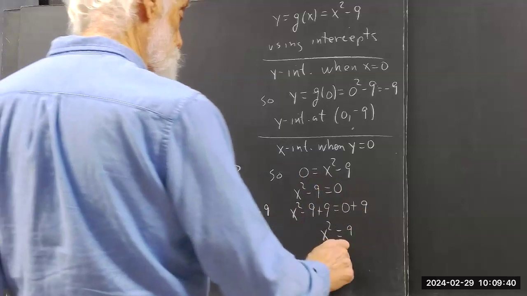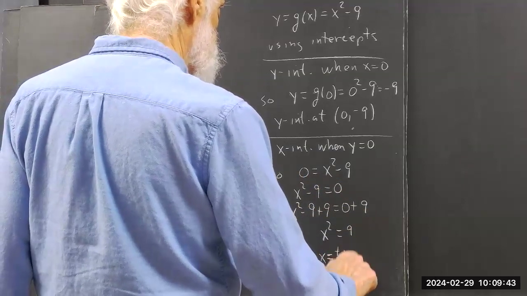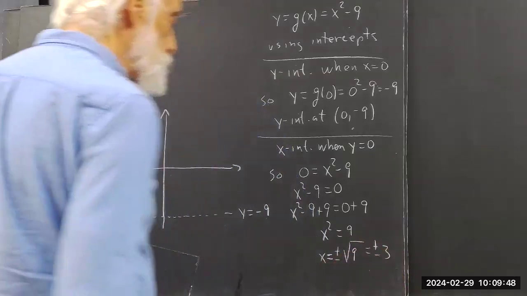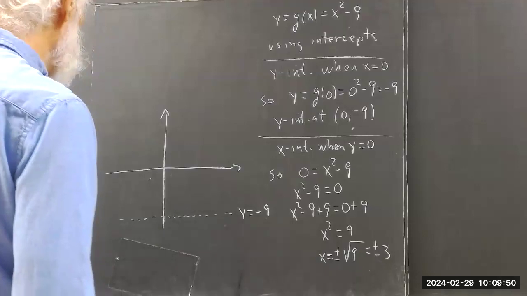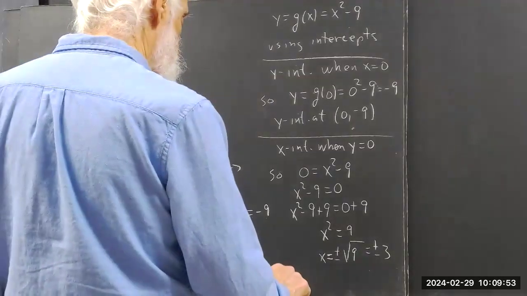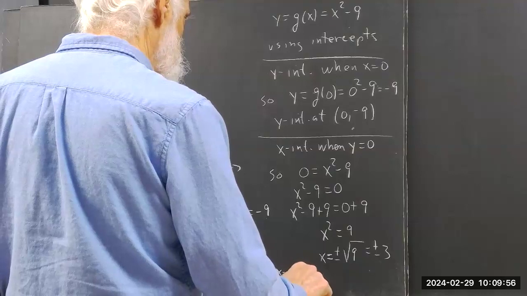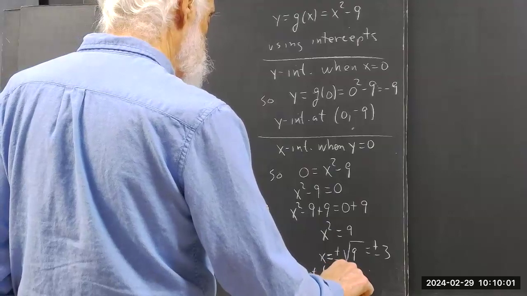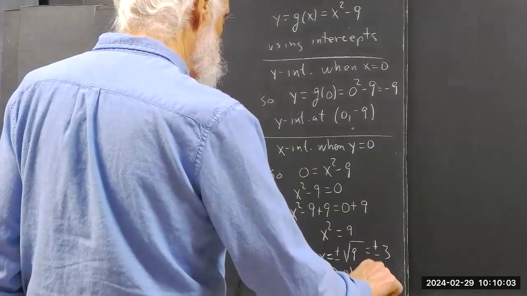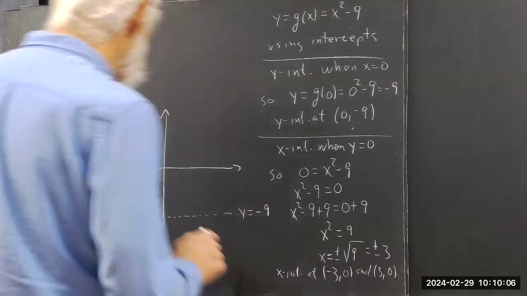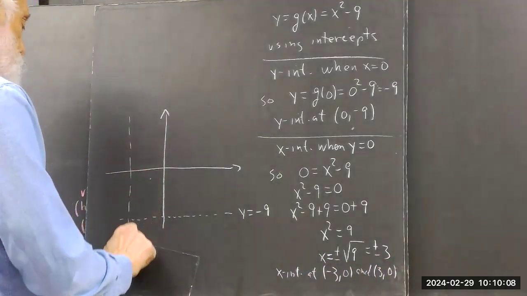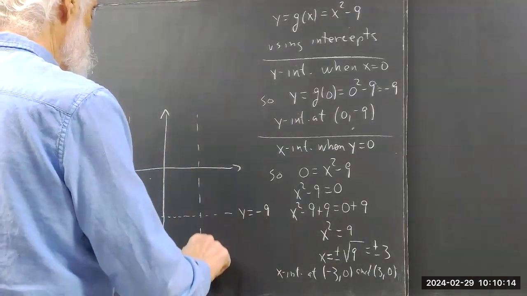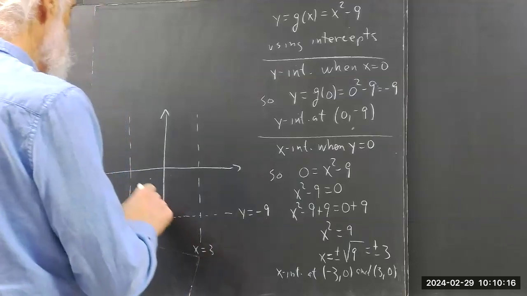Actually, there are two solutions. x is plus or minus the square root of 9, which is plus or minus 3. So the x-intercepts are at (-3, 0) and (3, 0). I'm going to write x equals -3 here. Now I'm going to write x equals 3 here.